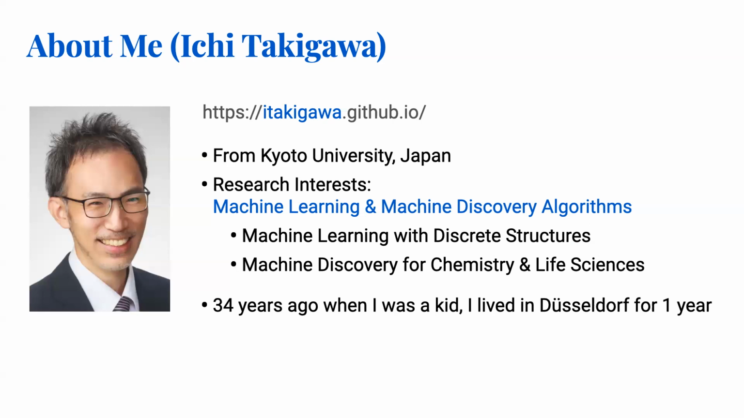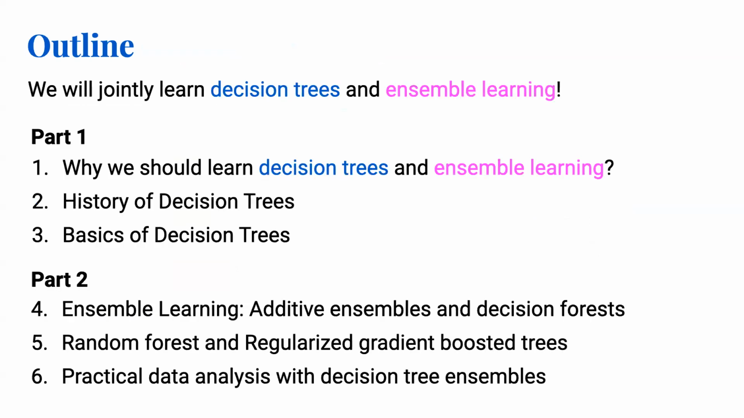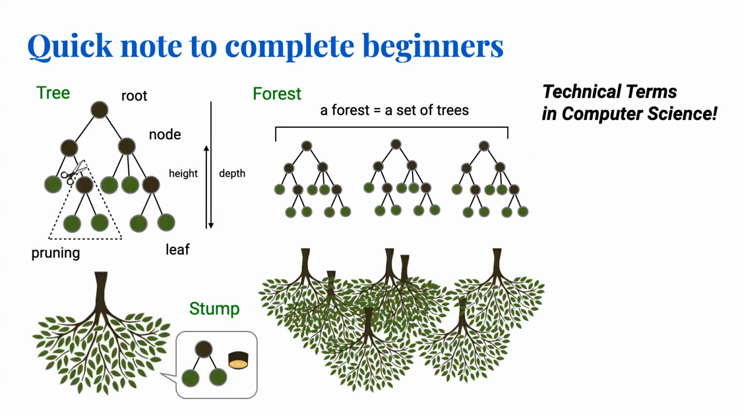But today's topic is basically the basics of machine learning. Here is a brief outline. I have two slots, today and tomorrow. The first part, from now, focuses on decision tree algorithms. The entire topic is the decision tree ensemble, which means decision tree plus ensemble learning. Tomorrow, I will move on to the ensemble parts. But before that, I will quickly mention the very basics, in case we have complete beginners. I will use words like trees, forest, or even stumps.